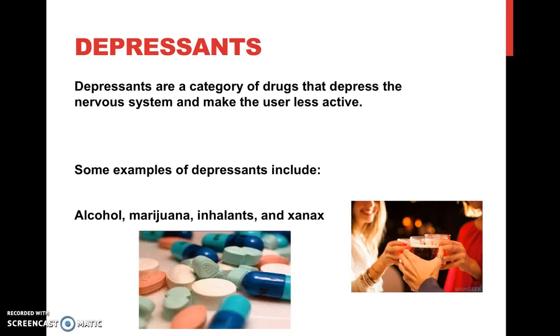Depressants are a category of drug that depress the nervous system and make the user less active. So some examples of this would be alcohol, which you can see there on the right, marijuana, inhalants, and certain prescription pills such as Xanax, as you can see in the bottom left.